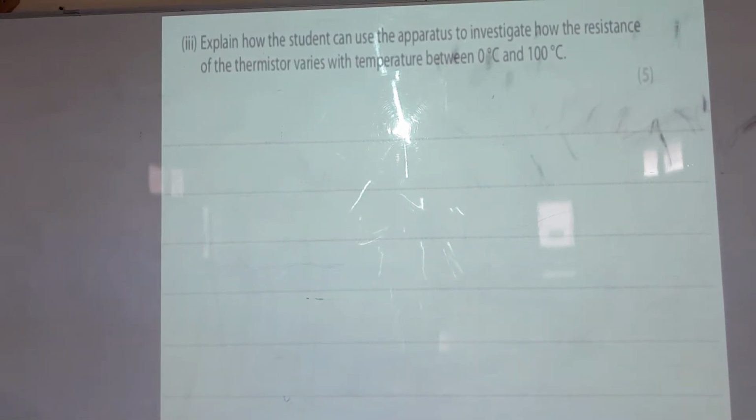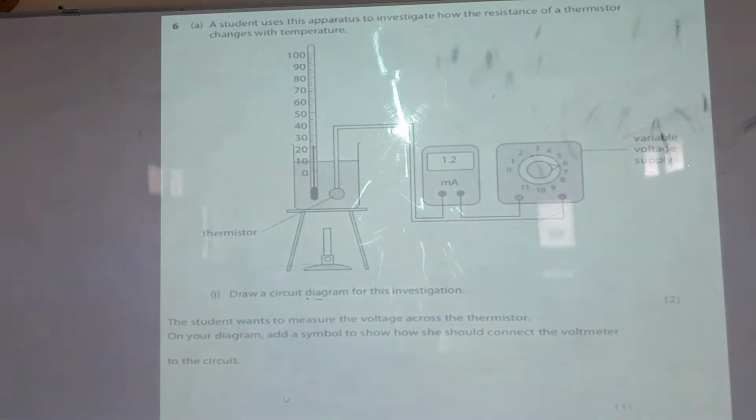Hello. The next question is: explain how the student can use the apparatus to investigate how the resistance of the thermistor varies with temperature between 0 degrees and 100 degrees Celsius. Now, if you recall, this was the very last question that we treated. If you look at the previous slide, that is this diagram. How are we going to use this setup to answer the question?